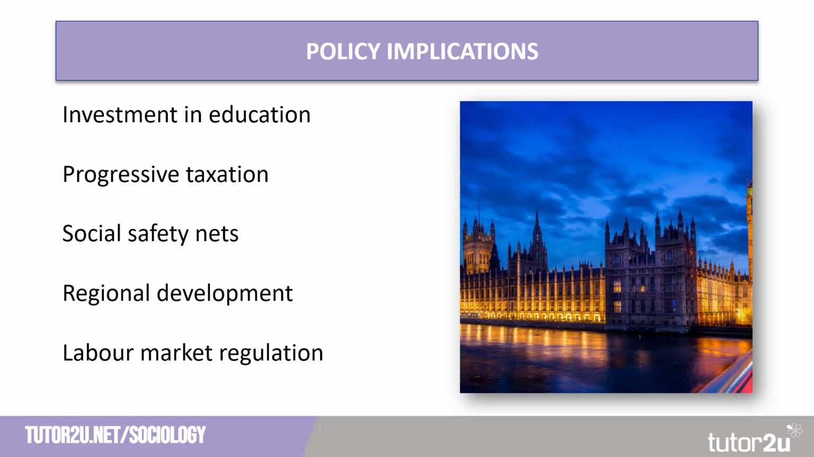Another suggestion is to implement a more progressive tax system, which can help reduce income inequality. This includes higher taxes on the wealthy and increased support for low-income families through tax credits and benefits. A further argument put forward is that there should be a strengthening of social safety nets such as unemployment benefits, housing support and healthcare, which can provide a buffer for low-income households and help them invest in their future.